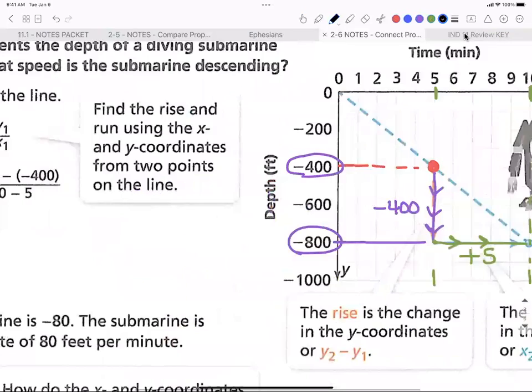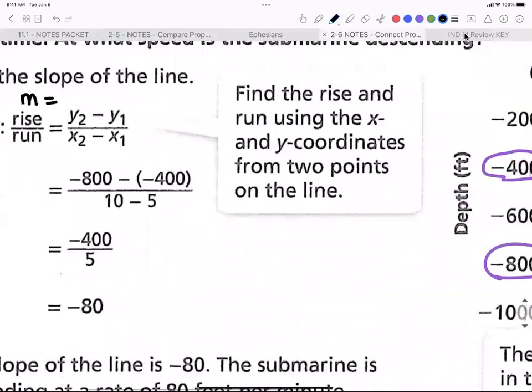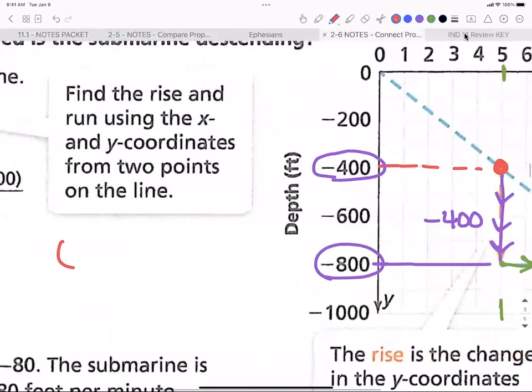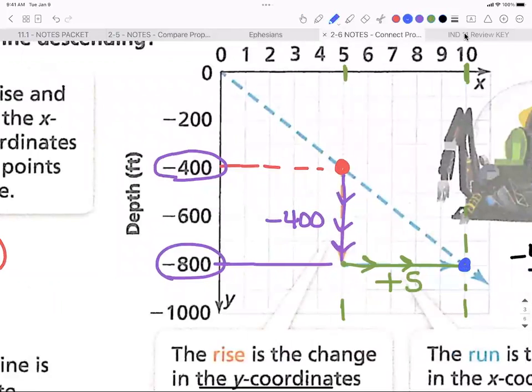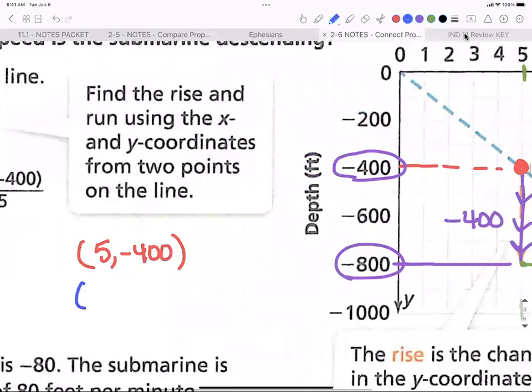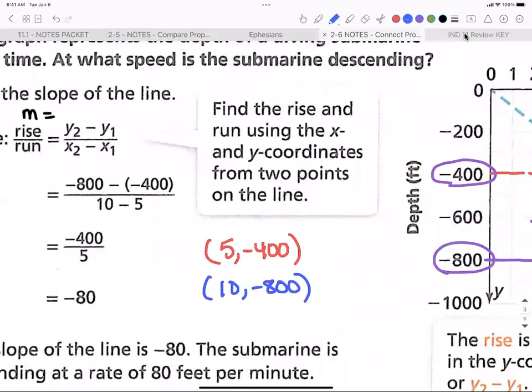Okay. Now, the way they do it here is they take the coordinates, and so they actually write the red point as the point 5, negative 400. And then they write the blue point, which was 10, negative 800, right? And they call this one right here x2 y2, and they call this one x1 y1, okay?